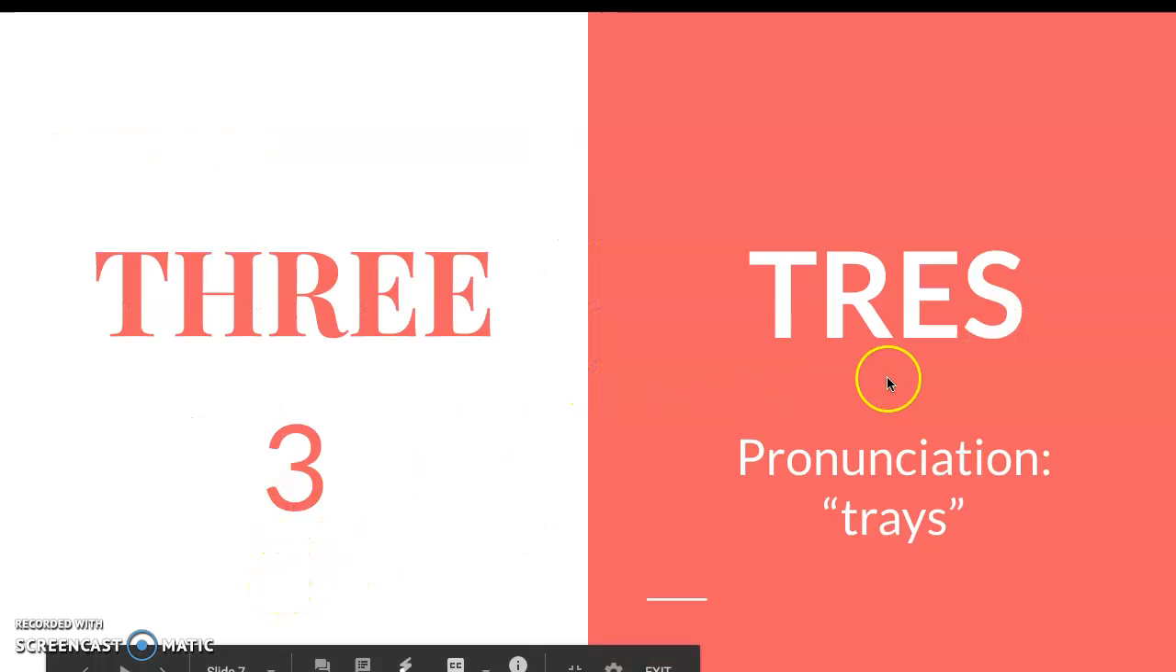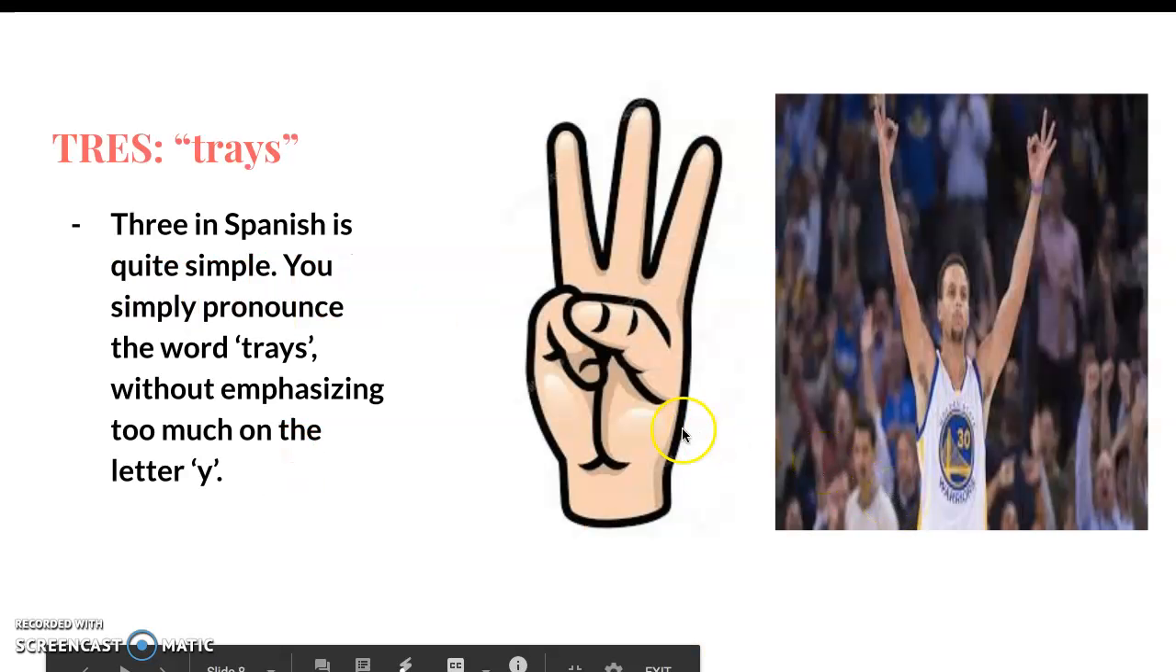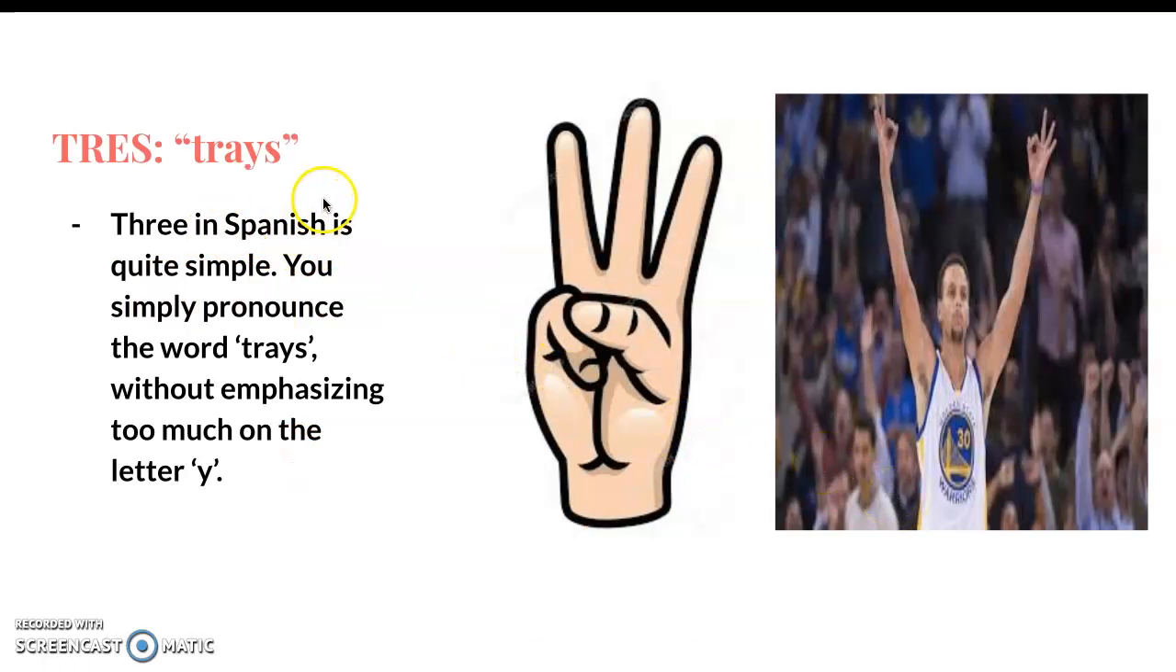3 translates to tres. So 3 in Spanish is quite simple. Again, it's that English word tres, but you don't emphasize too much on the Y. Just leave it as that. So just tres.